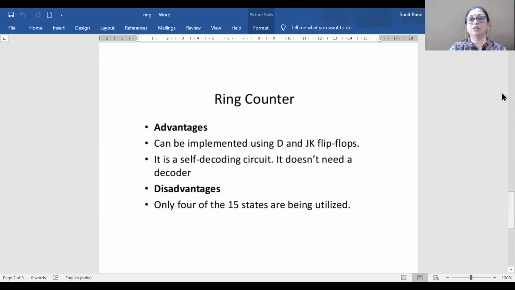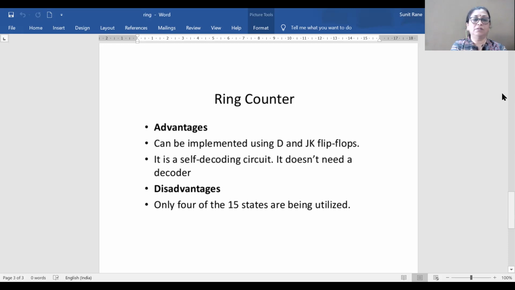Now let us discuss the advantages and disadvantages of the ring counter. As far as this 4-bit ring counter is concerned, it can be implemented using D flip-flop as well as JK flip-flop. So both flip-flops can be used to implement it, and it is a self decoding circuit. It doesn't need external extra circuitry for decoding.